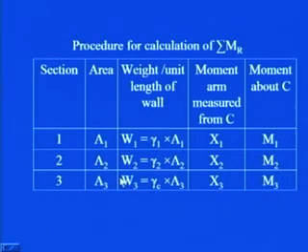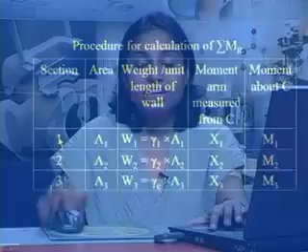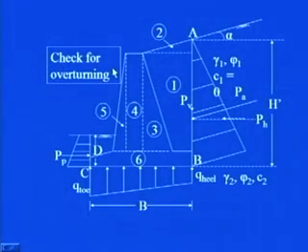Let us have a look at how we can calculate the area corresponding to a particular section, how we can find the weight per unit length of the wall, and then subsequently the moment about point C. If you see here, this is a case of a gravity retaining wall which I am considering, and I have divided the whole thing into 6 sections. First, second is this triangular region, third, which is a part of the weight of this wall, is this triangular region, fourth is this rectangular one, fifth is this triangular one, and then sixth is this base area.